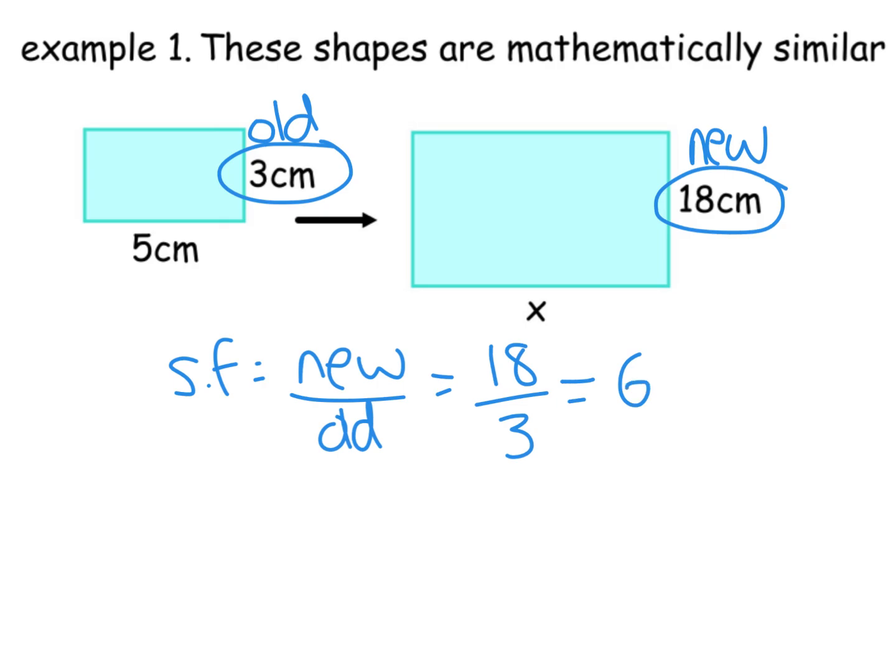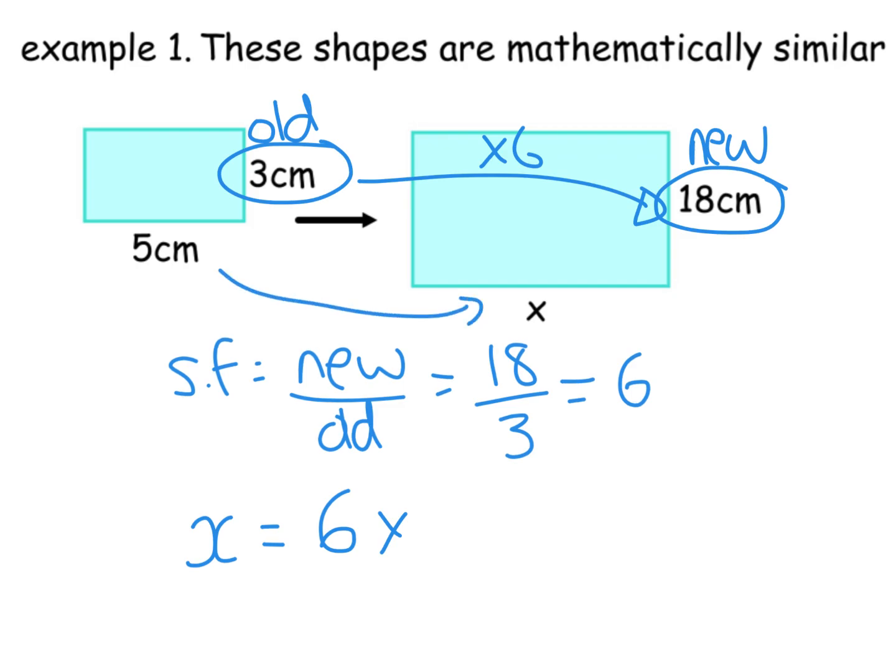Now you might have just seen that. You might have gone, oh well, 3 times 6 is 18, so we're times by 6. But there will be cases where this fraction really helps you out. So new over old. And if your scale factor is 6, the missing side, which I'm going to keep calling x, will be your scale factor of 6 times what matches up with the x in the previous rectangle.